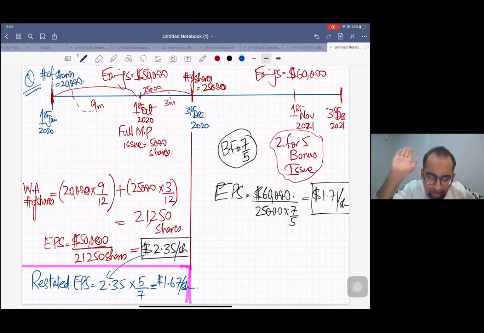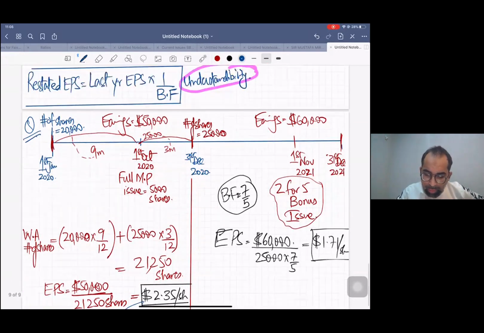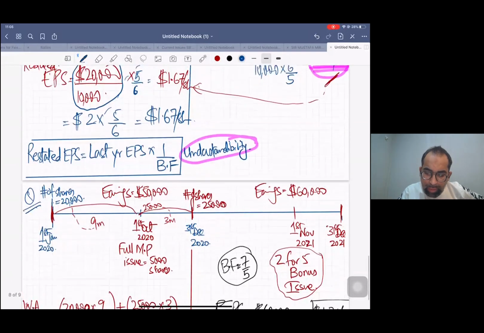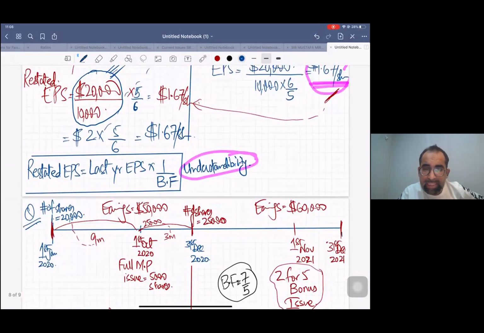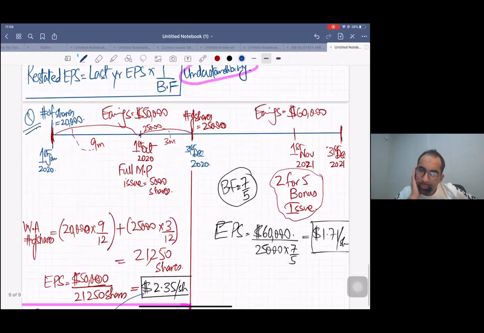Whenever there is a bonus issue in any accounting period, and you report comparative EPS with that accounting period, you restate last year's EPS by taking the effect of this bonus issue. This is the formula: restated EPS is last year's normal EPS times 1/BF, the reciprocal of BF.